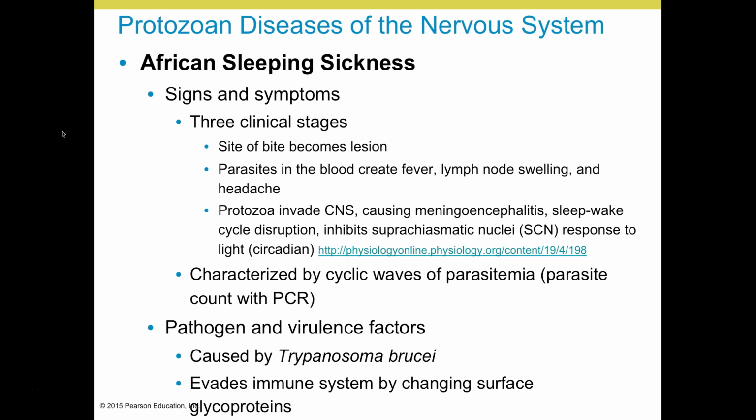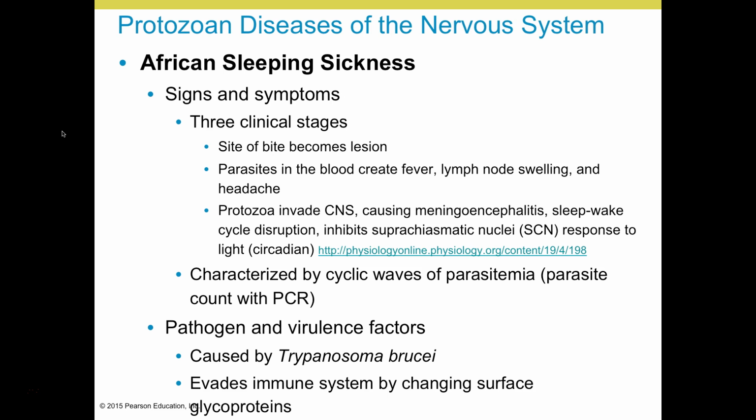The first is the site of the bite, which gives you the lesion. Then the parasite in the blood creates fever, swelling of your lymph nodes, and headaches, and then the protozoan invades the central nervous system, which causes meningoencephalitis and sleep-wake cycle disruptions. That's why they call it African sleeping sickness, and it also affects the circadian rhythm.